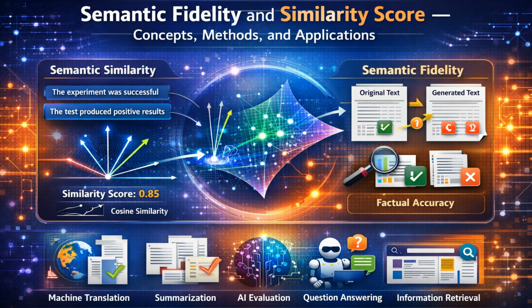Got it. So, to wrap things up, semantic similarity tells us how close two texts are in meaning, and semantic fidelity tells us how accurately meaning is preserved from a source. They're both valuable tools, but they have their limitations. Precisely. They're complementary tools that, when used together, provide a powerful framework for assessing the quality and reliability of language generation and transformation systems.